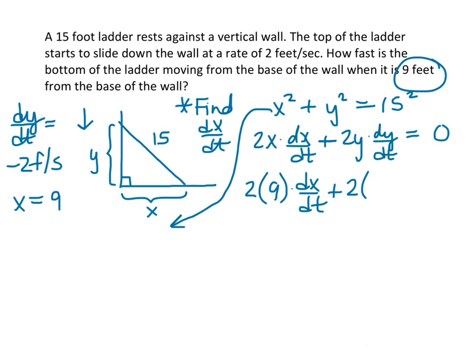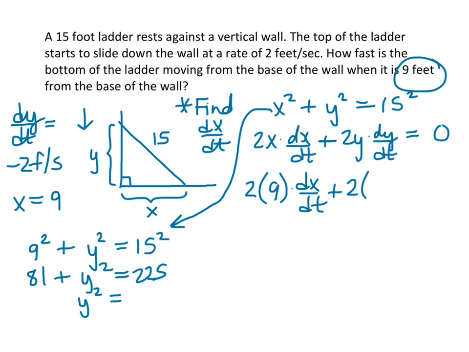Now we're going to make use of x is 9. At that instant in time when x was 9, we had 9 squared plus y squared, whatever the y value is when the x value is 9, equals 15 squared. This will help us find the y value we need at this instant in time. 81 plus y squared equals 225. And when we subtract the 81, we will have y squared equals 144. Square rooting gives us y equals 12. Don't use the plus or minus 12. We don't want a negative height here as a distance, so we'll just use the positive 12 for the y value.